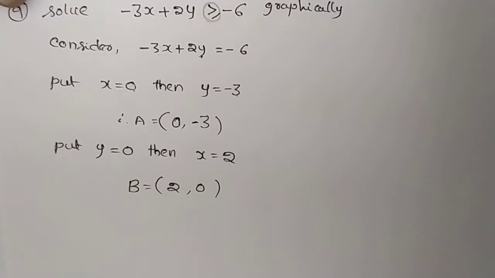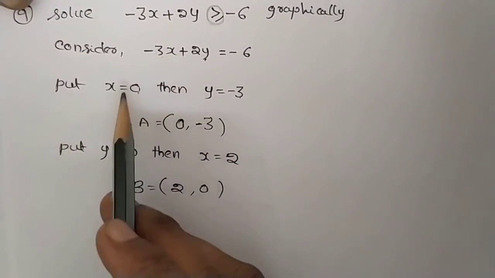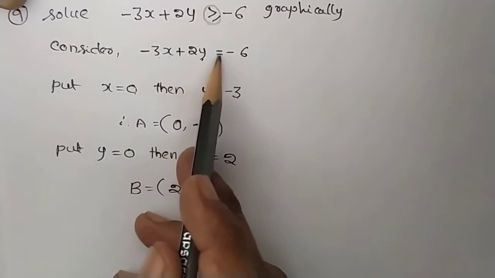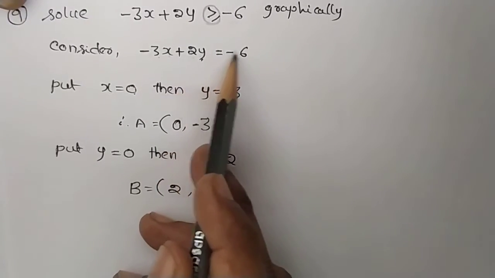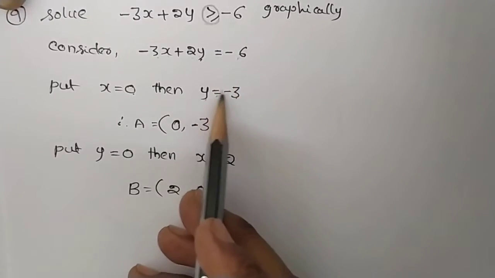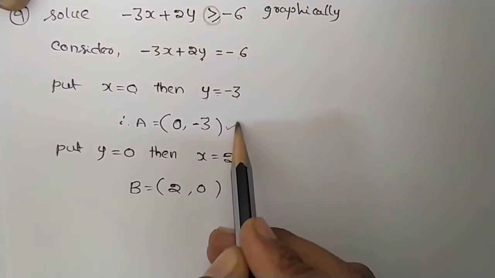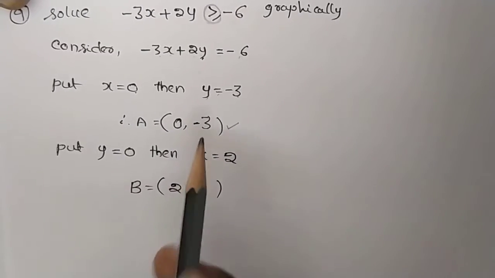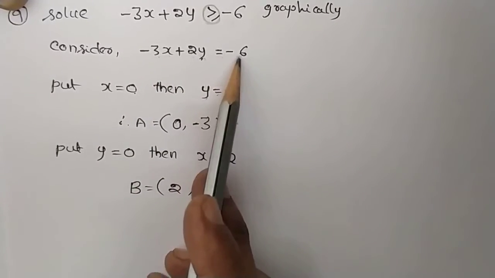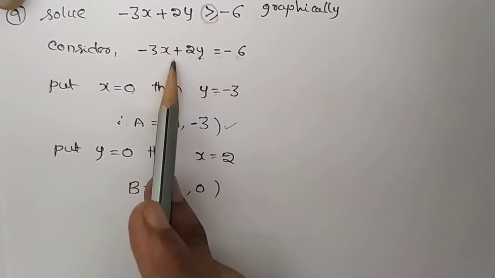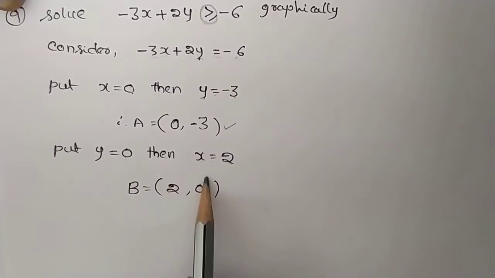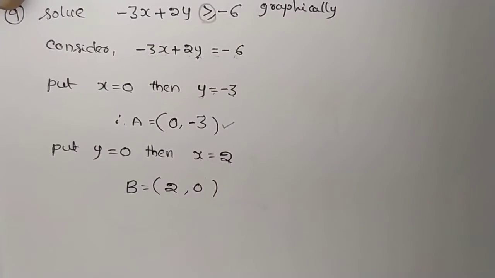Once again, if we put 0 in place of x, we will get minus 3 into 0 is 0, 2y equals to minus 6, y equals to minus 6 by 2. Then 2 minus 3s are minus 6, so y equals to minus 3. Right? Then we will get A. Similarly, if we put 0 in place of y, we will get minus 3x equals to minus 6, x equals to plus 2. That is B: 2 comma 0.